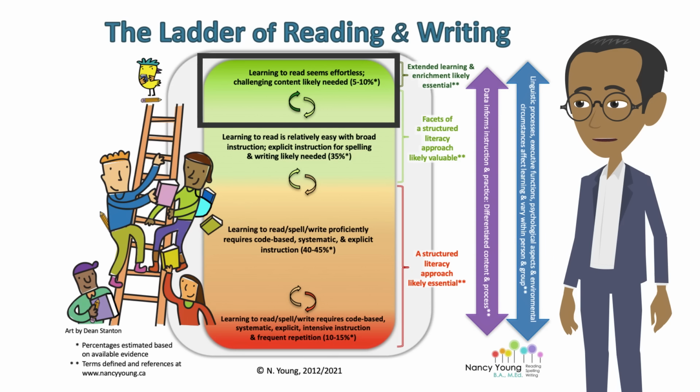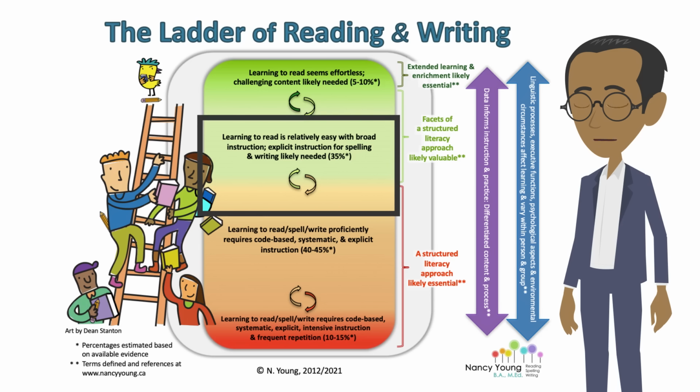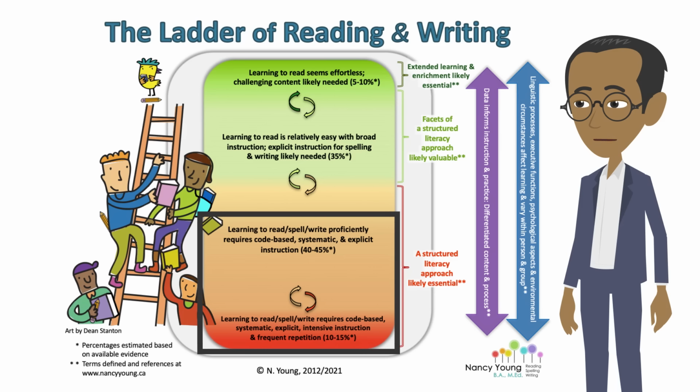For this 5 to 10% of students, learning to read seems effortless. The next group of students down the ladder is much larger, 35%. For these students, learning to read is relatively easy, but they require direct teaching of letter-sound relationships to support accurate spelling. This leaves 50 to 60% of students at the bottom rungs of the ladder. These students require direct teaching of decoding.